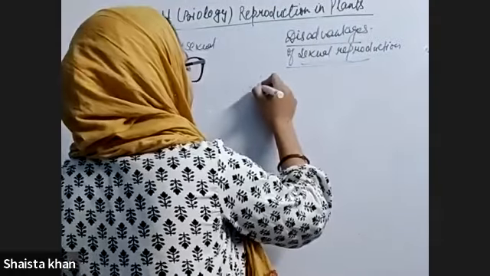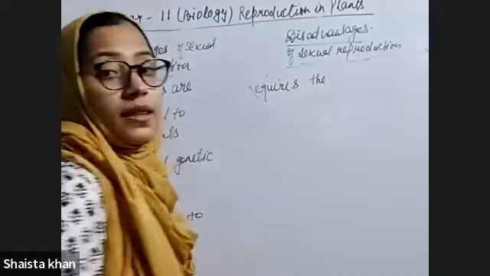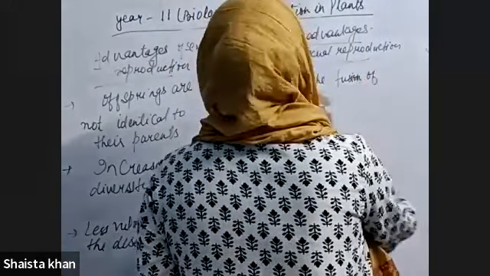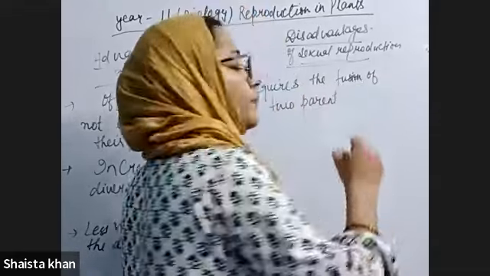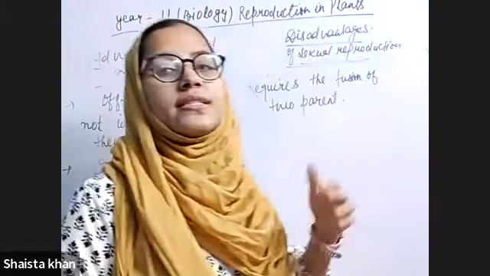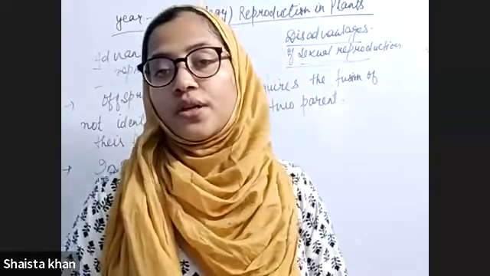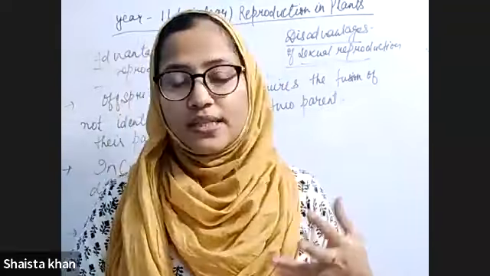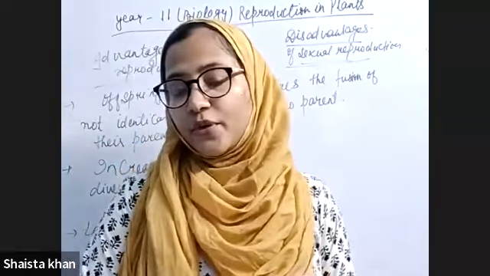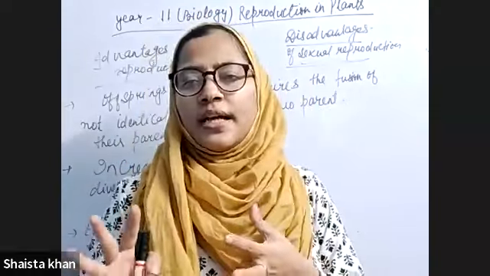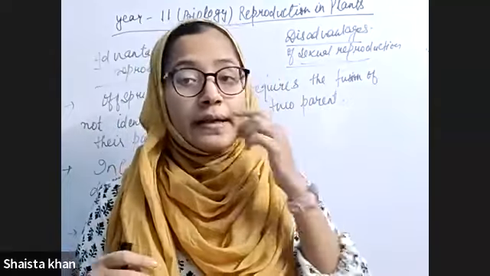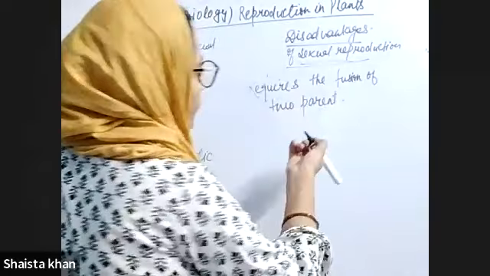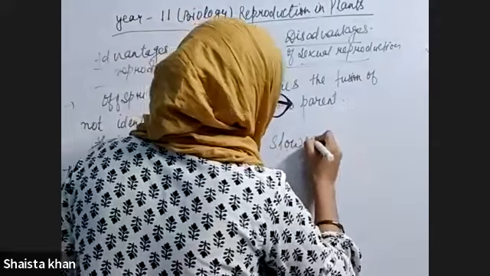Disadvantages: it requires both parents. It requires the fusion of two parents. And it is a very slow process. While asexual reproduction is a faster and very simple process, sexual reproduction is very complex and takes a lot of time. If we talk about amoeba, they reproduce themselves in a matter of minutes. Sexual reproduction requires the fusion of two parents and is a much slower process.